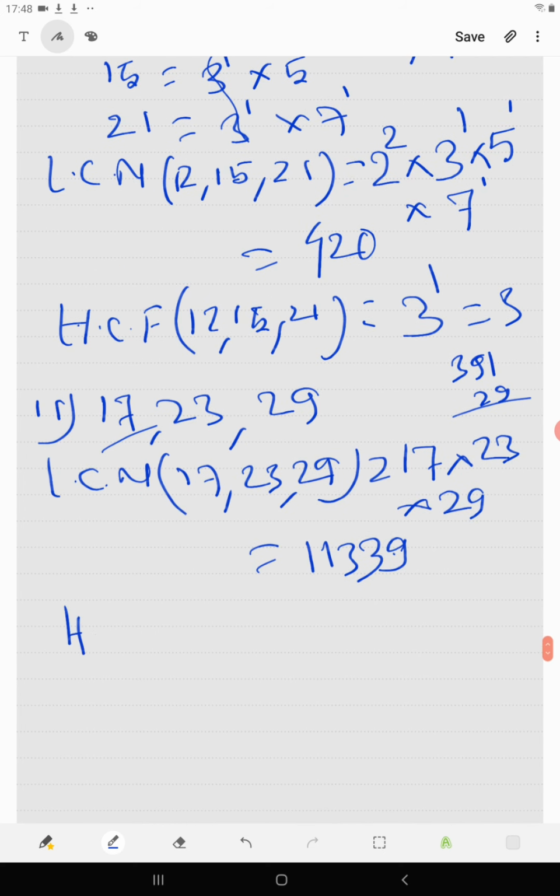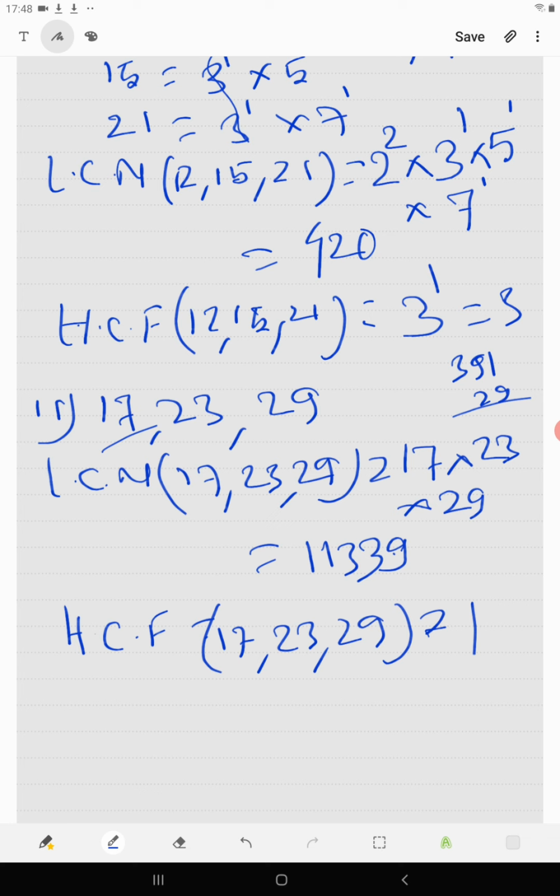What will be the HCF? Is there anything common? 17, 23, 29. Is there any factor common? No, there is nothing common. 17 is 1 into 17. 23 is 1 into 23. 29 is 1 into 29. So what is common between all three? That is 1. So if nothing is common, that means 1 is the common factor. So we will write HCF as 1.